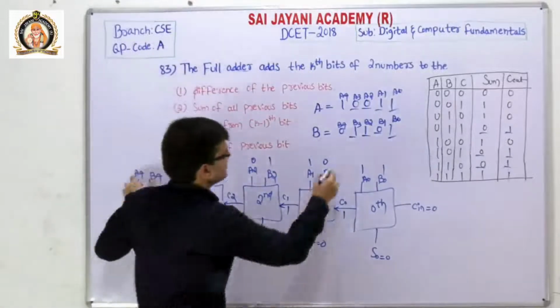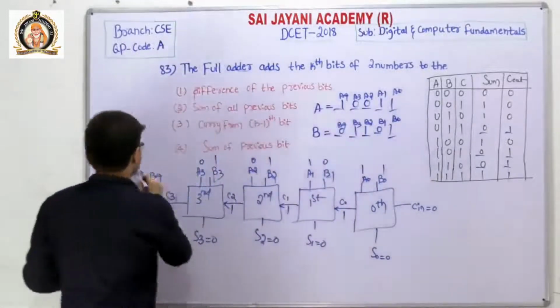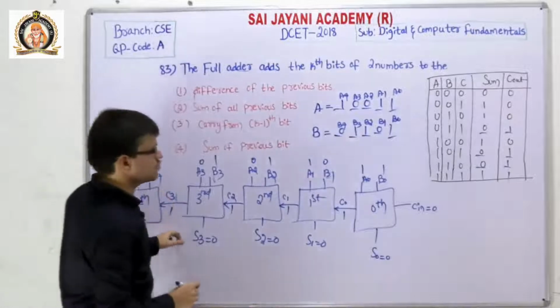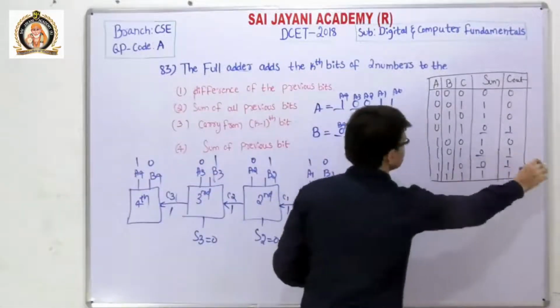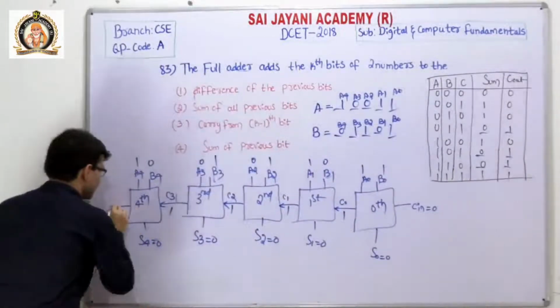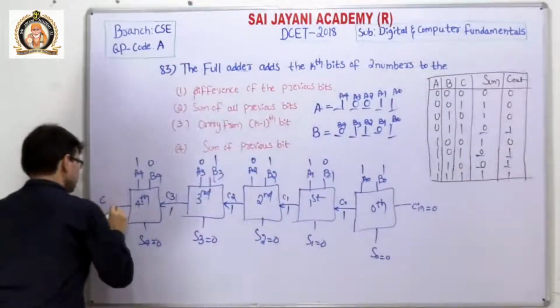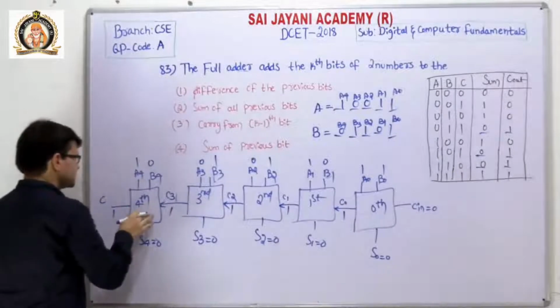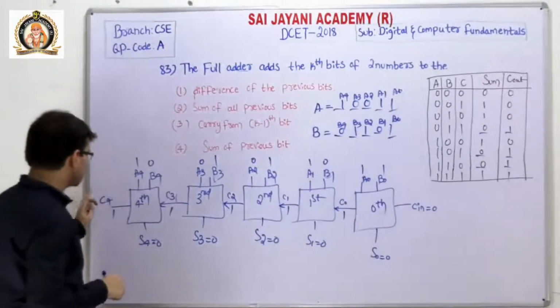Here A4 value is 1, B4 is 0, and for 1 0 1 we have sum 0 carry 1. We are getting carry as 1, and this carry is generated from the 4th bit, so we have taken it as C4.